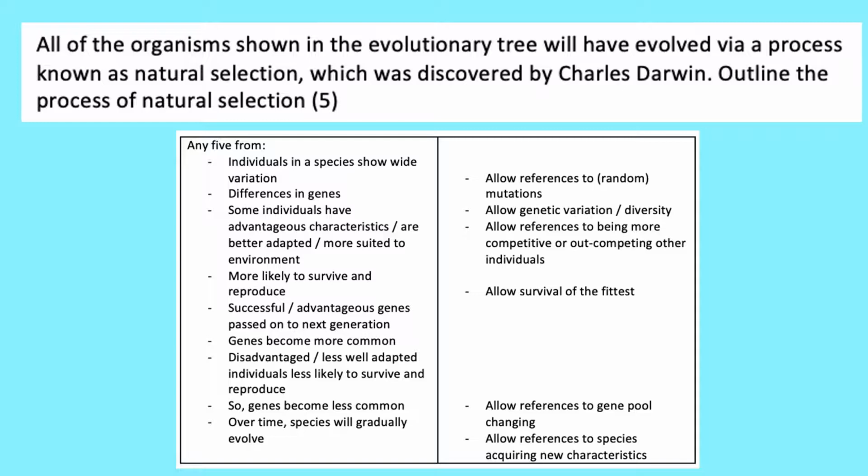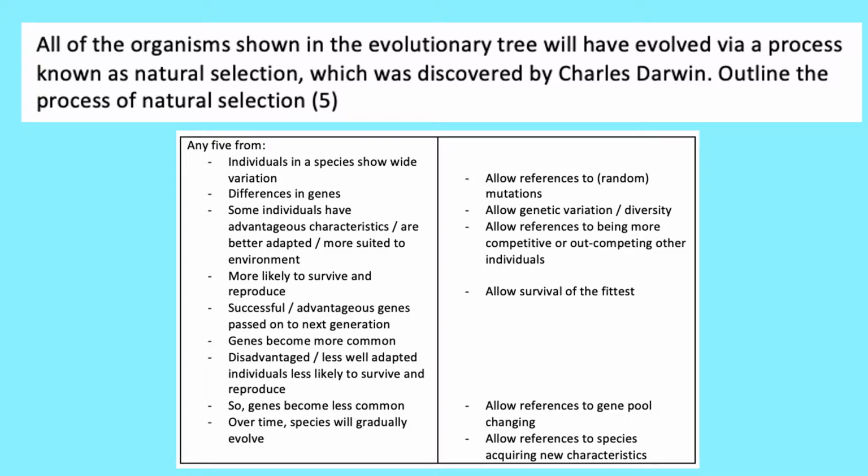But all of this will make them more likely to survive and reproduce, and that's a really key statement. They're more likely to survive and reproduce, and they will pass on their successful and advantageous genes to the next generation. So their offspring will inherit their advantageous characteristics. This will mean that the disadvantaged genes will become less common, whilst the advantageous genes become more common within the population, within the species, as it's those advantageous genes that are getting passed on each generation.